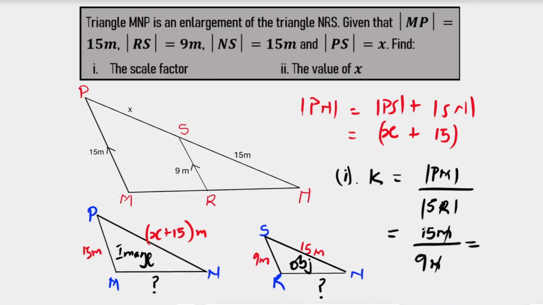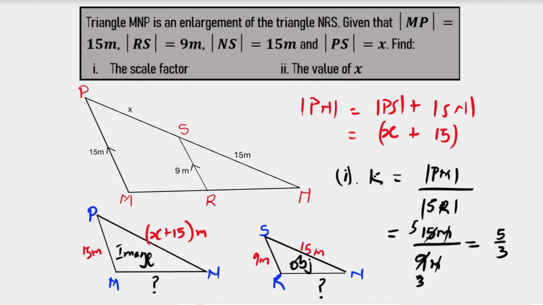We can also simplify 15 out of 9. 3 goes into 9 3 times, and it goes into 15 5 times. So that means the scale factor is going to be 5 on 3. So easily we have been able to find the scale factor of this enlargement.